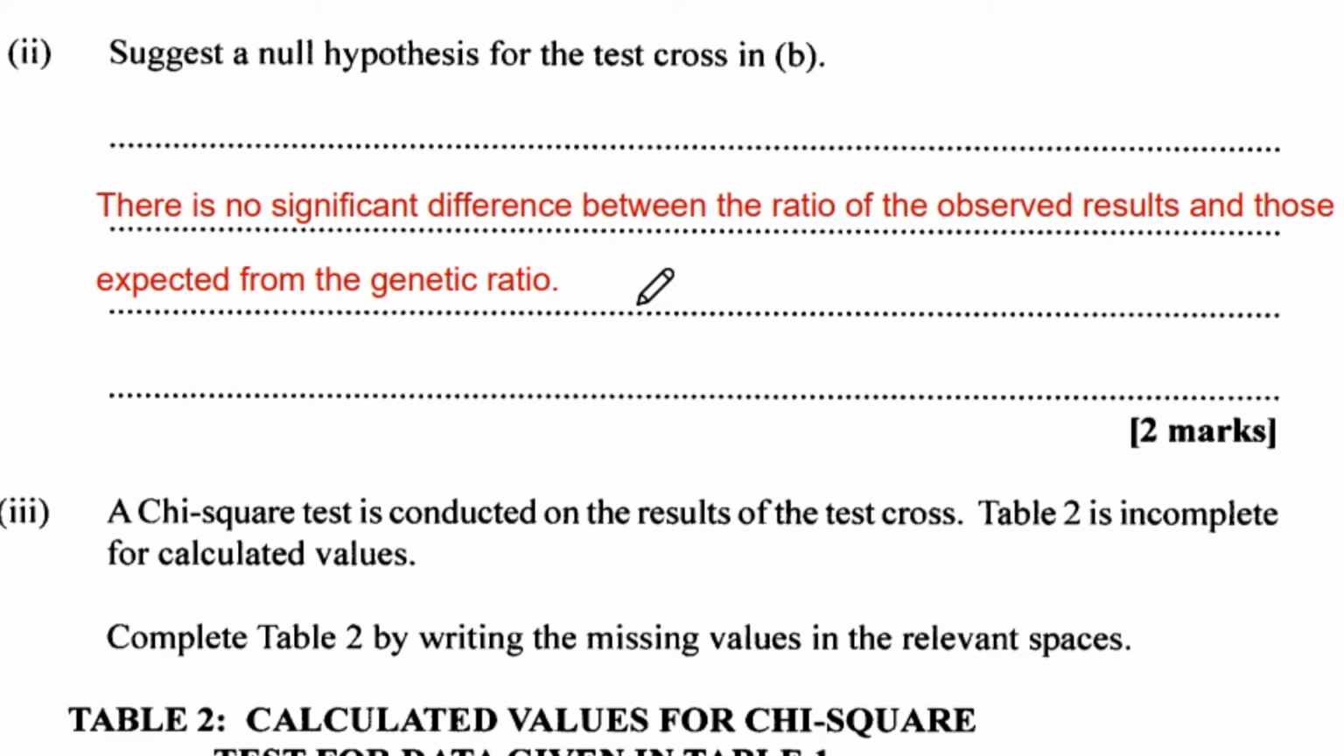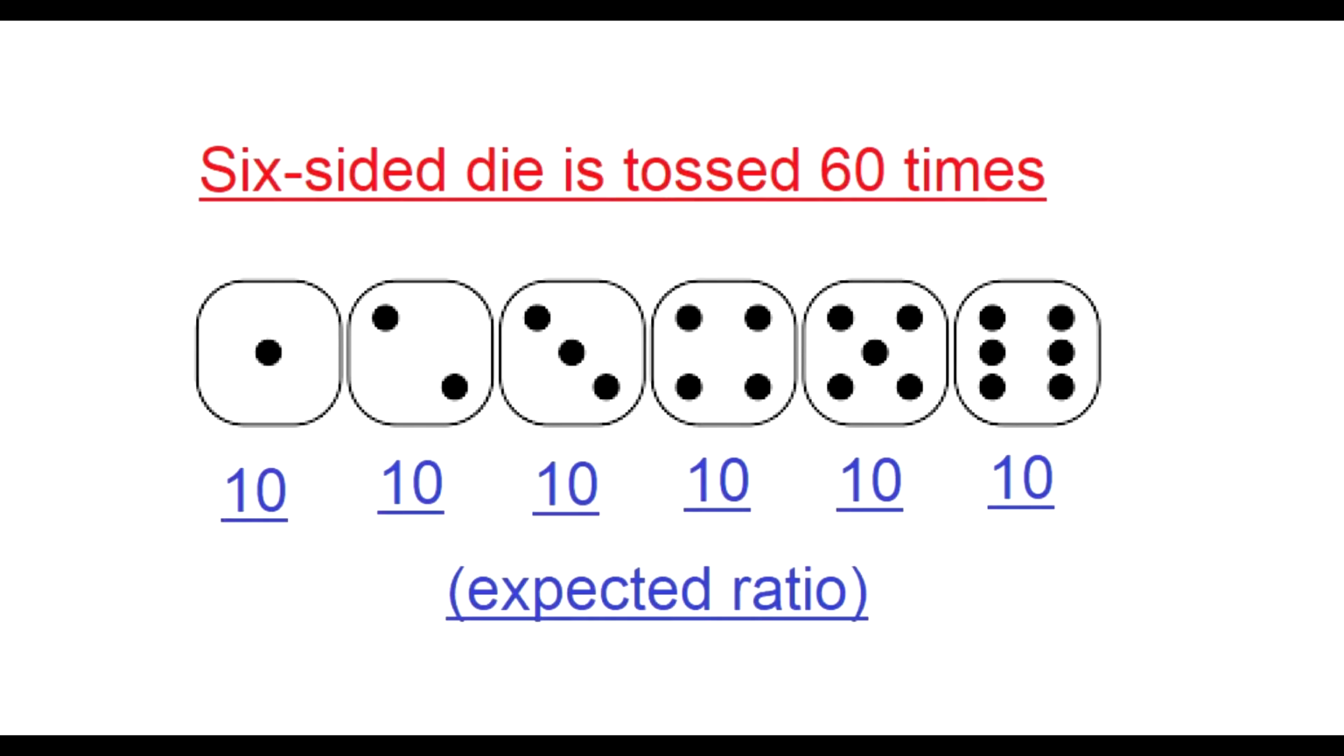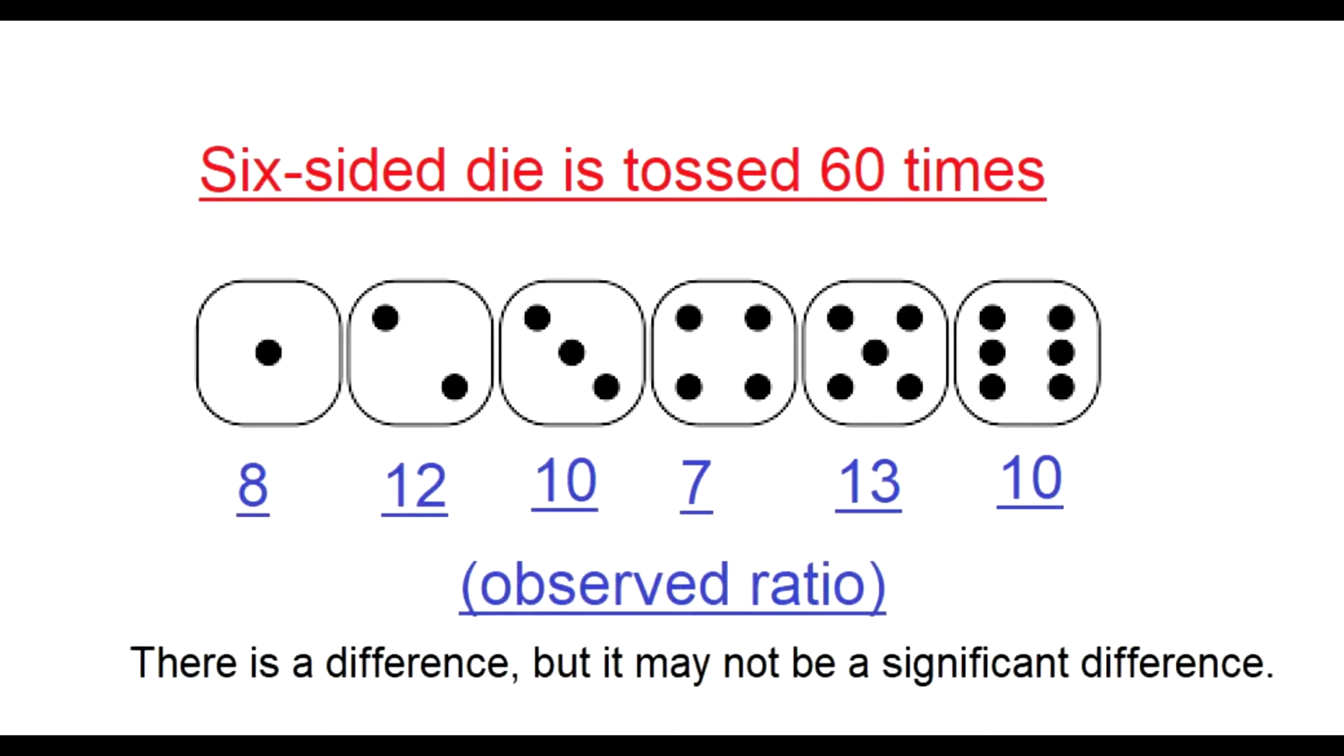What would be the probability that you'd expect? Well, if you toss it 60 times, you would expect that it would land on 1 10 times, 2 10 times, 3 10 times, 4 10 times, 5 10 times, and 6 10 times. Now, we know if we do that in reality, if we toss a die 60 times, it's not going to land exactly 10 times on each. In fact, those numbers may be slightly different.